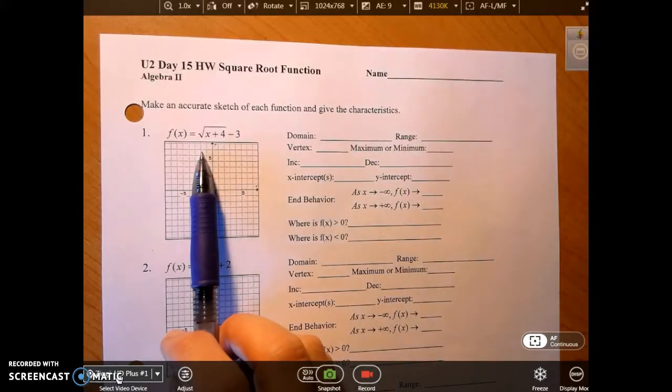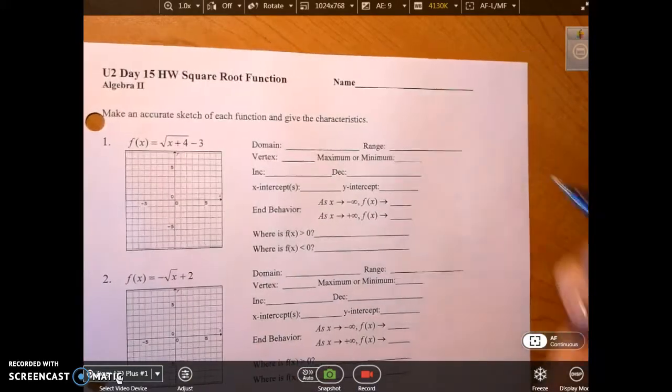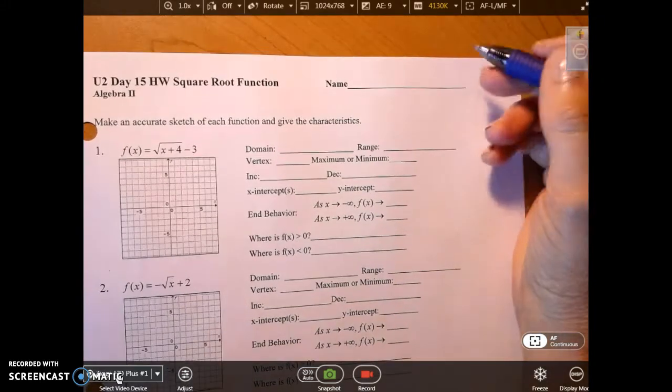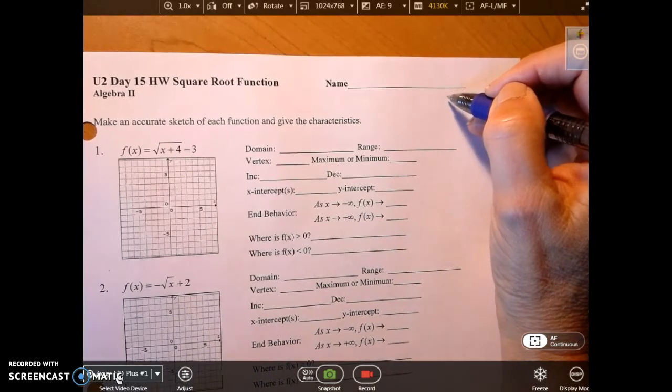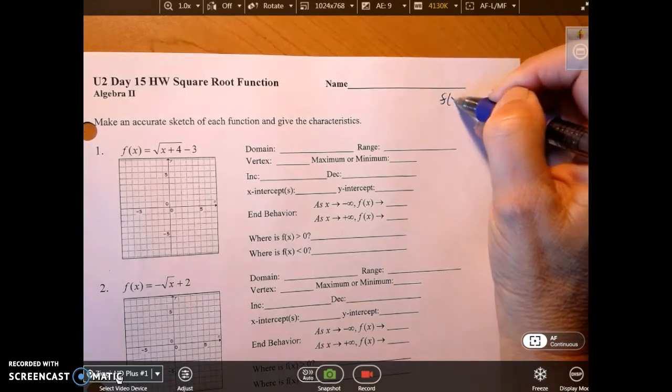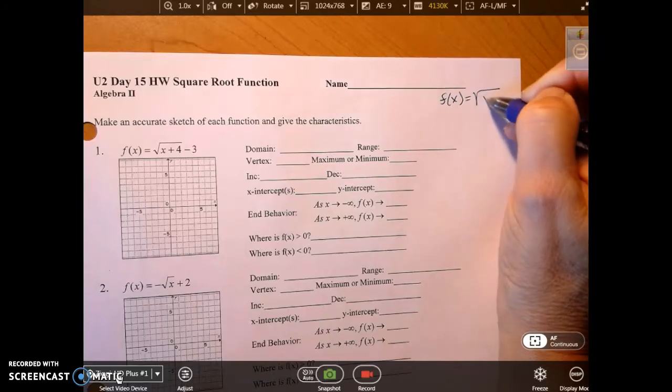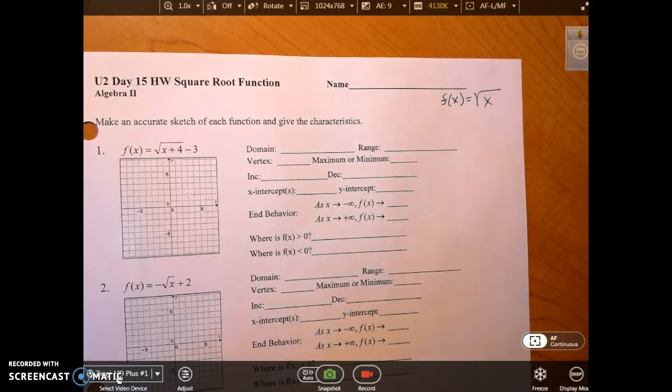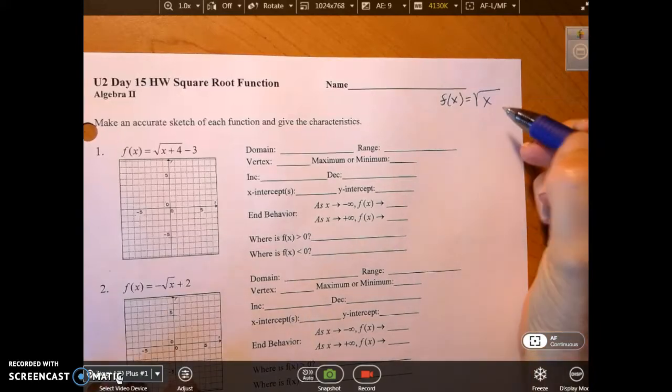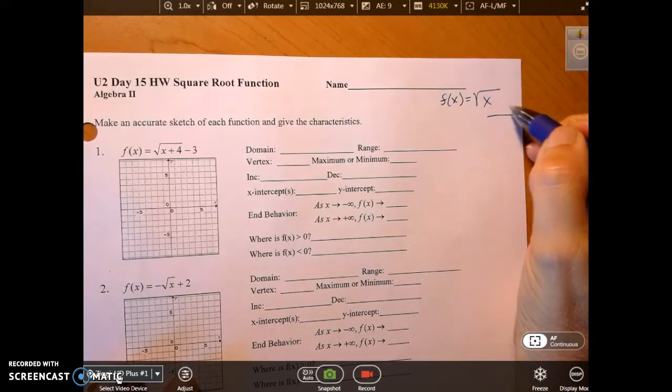It is the square root function. You're actually familiar with the square root function, but perhaps not graphically. So the square root function in its parent function form is just the square root of x. So I want to do a data table because the data table will basically serve as our moves. We've been graphing by moves.